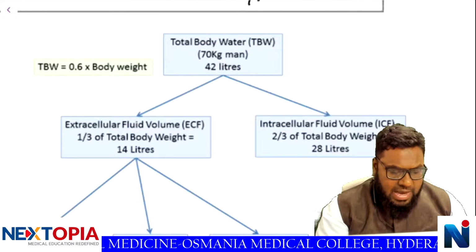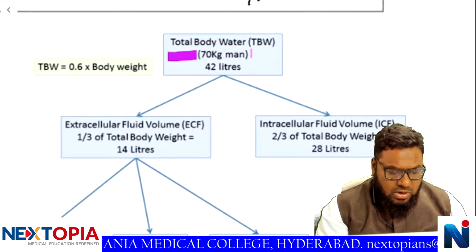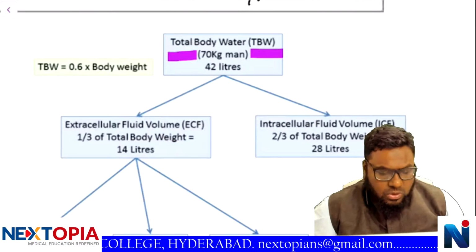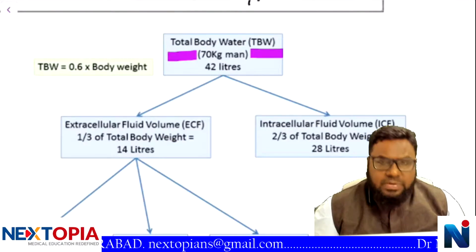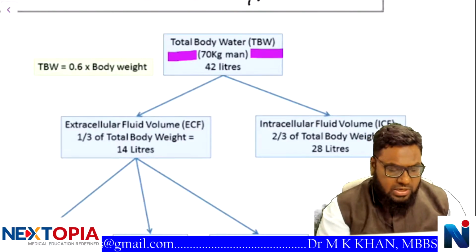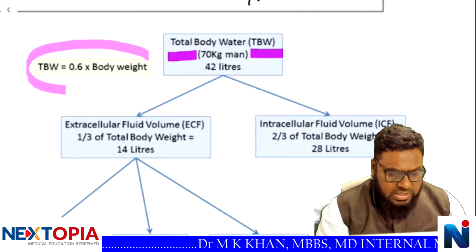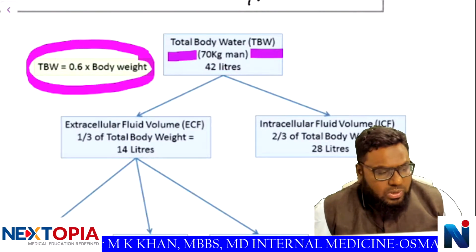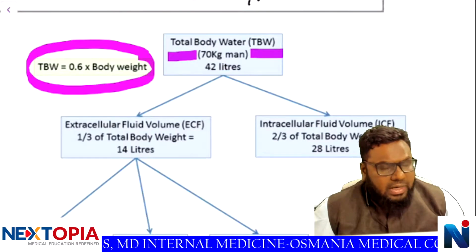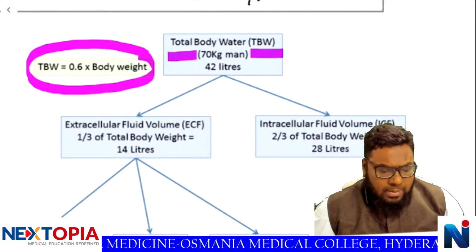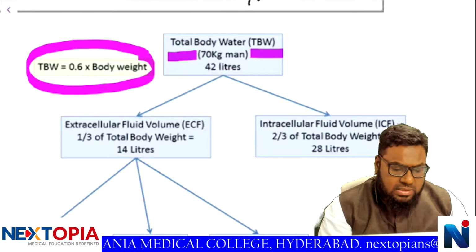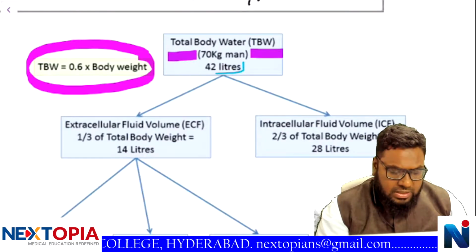So a 70 kg man has around 42 liters of total body water. How? That is 60% of 70, that is 0.6 into body weight. This is the formula you are going to apply. All right. So the total body water in this case is 42 liters.